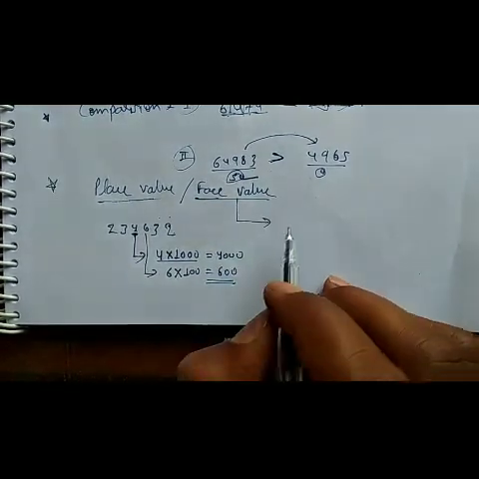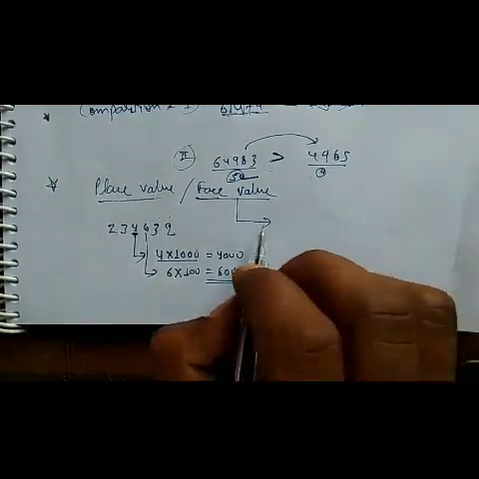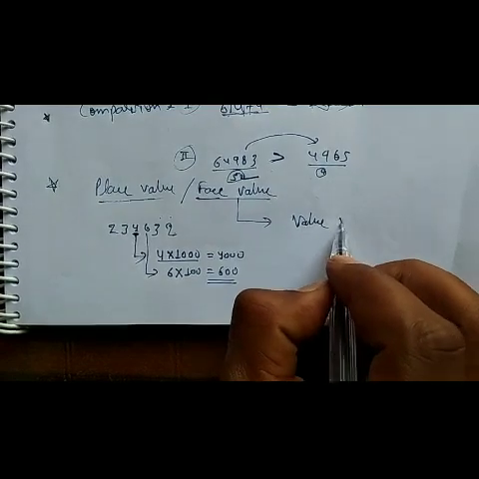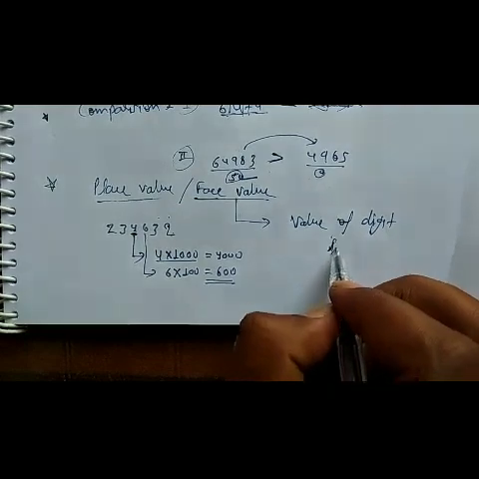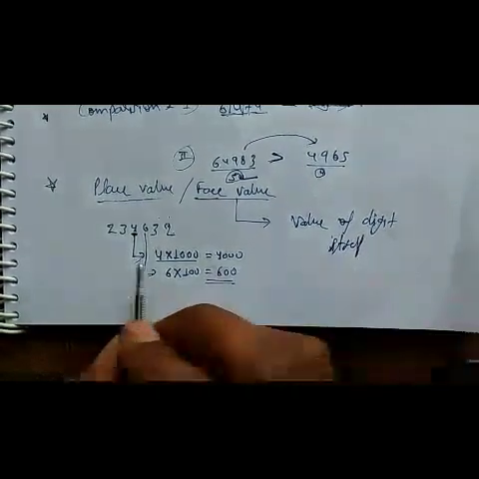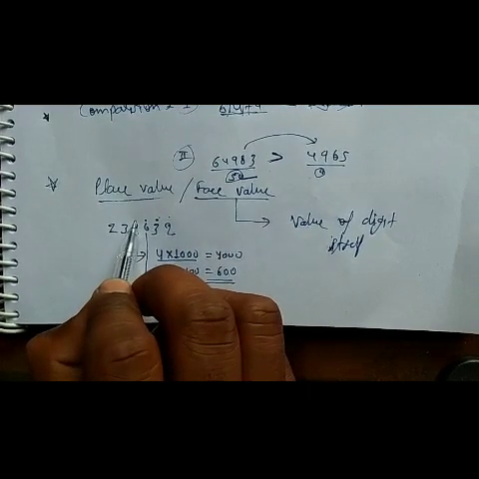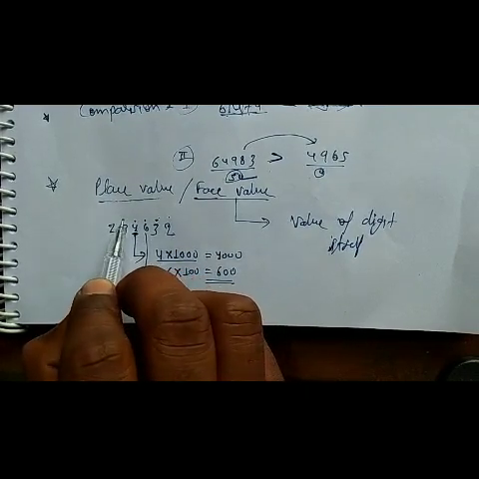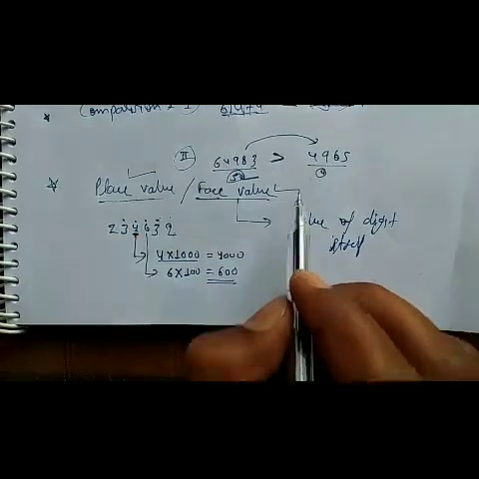And face value is simply the value of the digit itself. In this number, the face value of 3 is 3, the face value of 6 is 6, the face value of 4 is 4, the face value of 3 is 3. So I hope it is clear what place value and face value are.